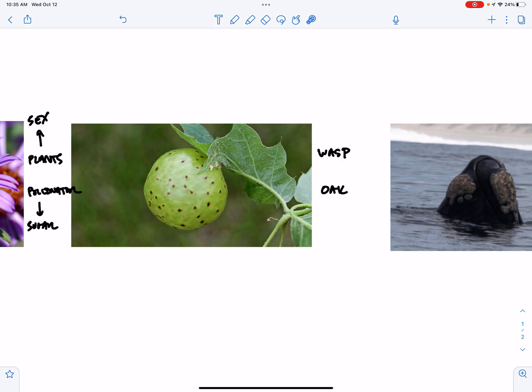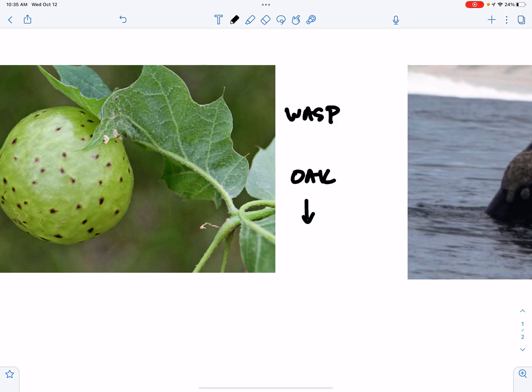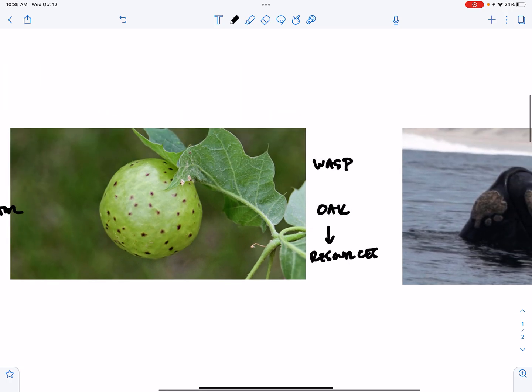So it's negative for the oak tree because not only does the oak tree build this structure for the wasp and devotes energy and resources to doing so, the larvae is also feeding off of parts of the oak inside of this structure. So the tree is devoting resources, and the wasp is getting a home and food.